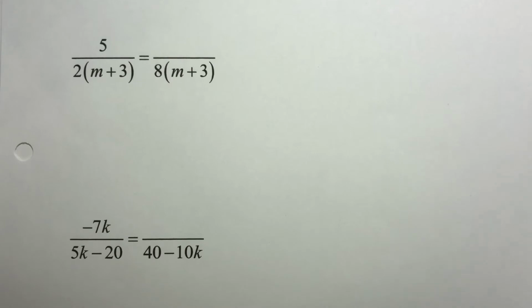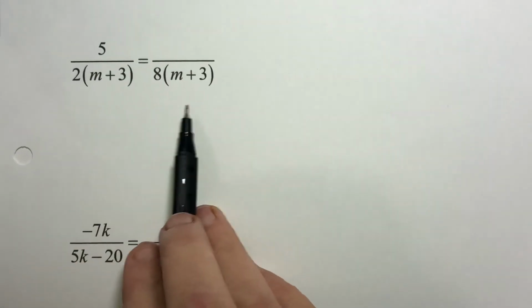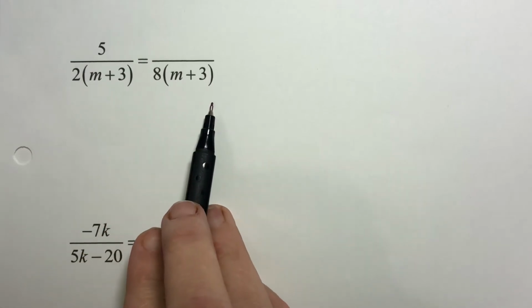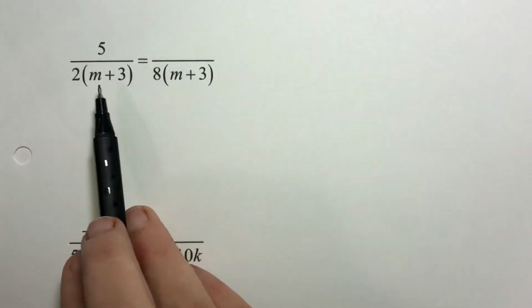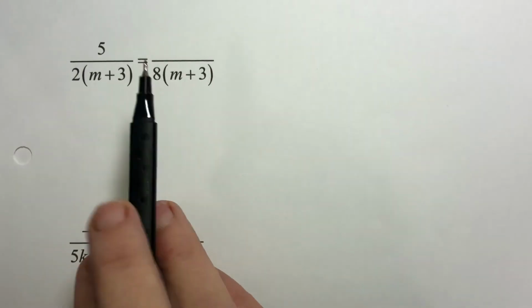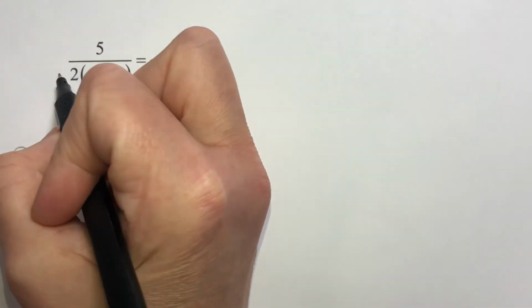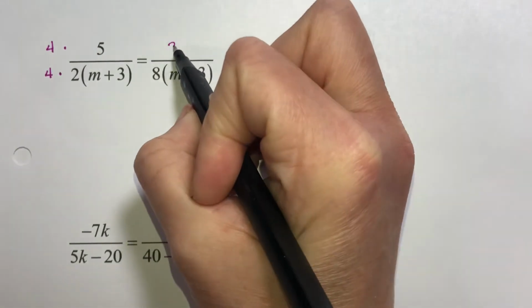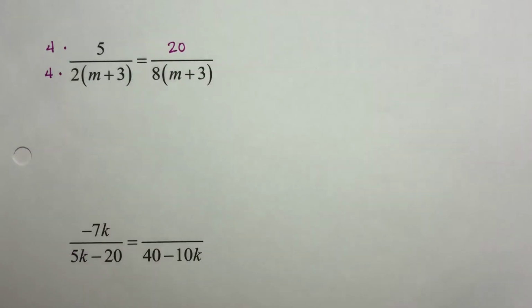Okay. So once you have more complicated denominators, you want to make sure they're factored first, because if they're factored, it's easier to see what they've been multiplied by. If I look at these two and I compare them, I already have the n plus 3 in there. The only difference is the 2 to an 8. To change the 2 into an 8, I should multiply it by a 4, which means I need to multiply the top by a 4 as well. So I have a 20 in that numerator.